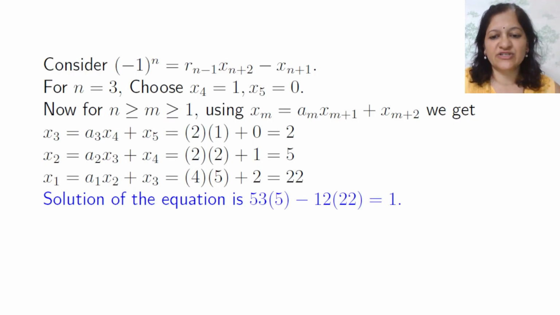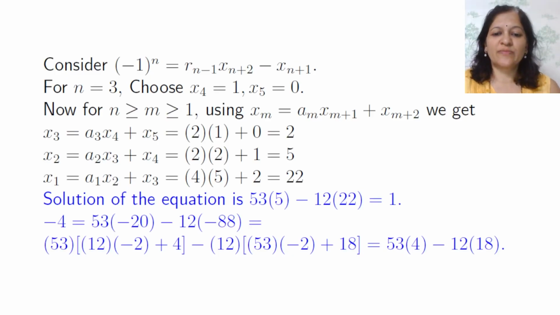But in the original equation, the constant was not 1, the constant was minus 4. So multiply both the sides by minus 4 and then we get these coefficients. But we want a positive integer solution. So minus 20, minus 88 are negative integers. We don't want negative integers.